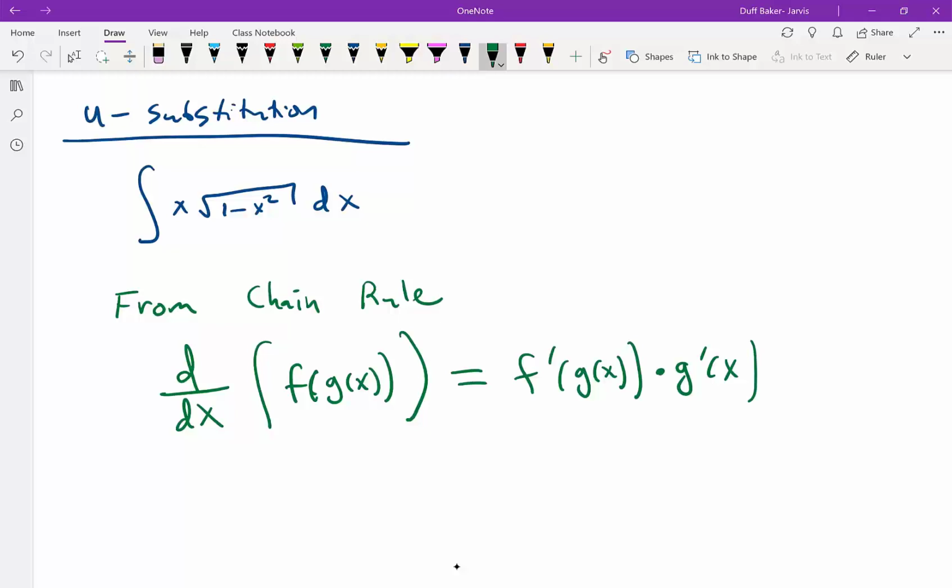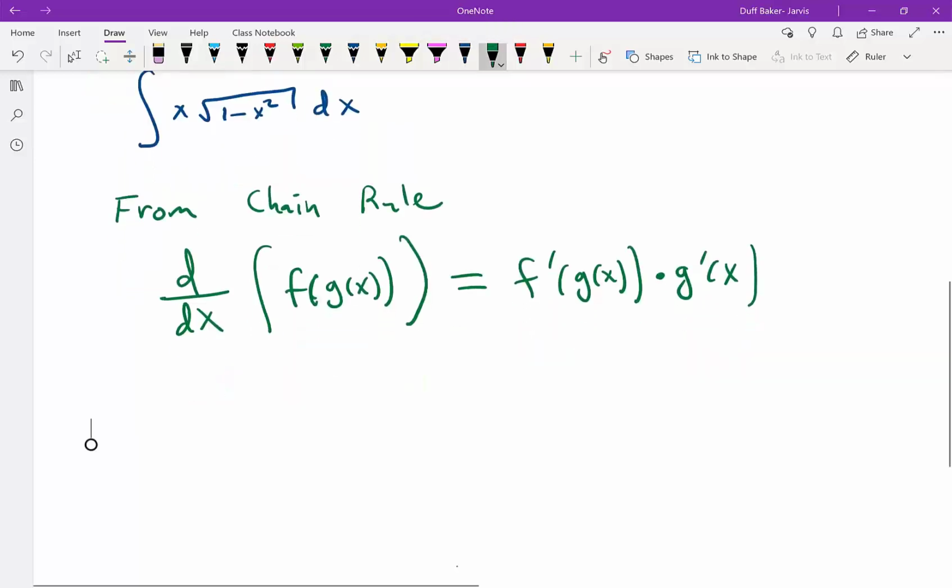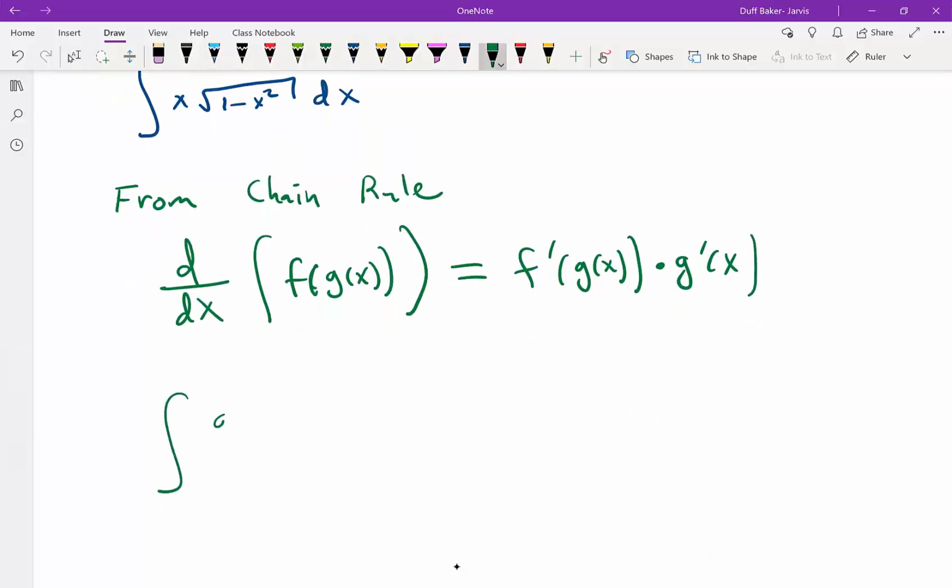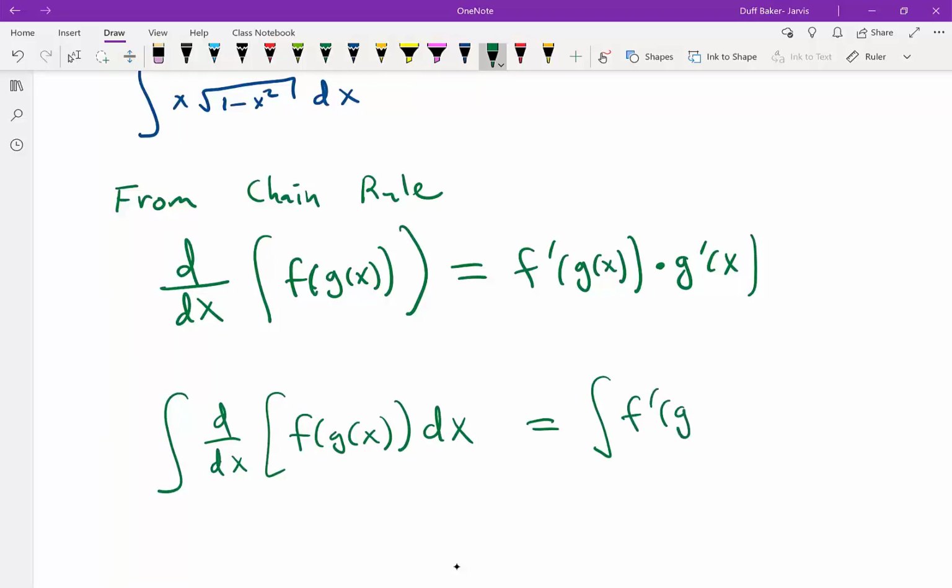And now what we're going to do is we're just going to integrate both sides. So if I put an integral on both sides here, because I can always do the same operation to two sides of an equality and it remains equal because I did the same thing. So I would get something like this.